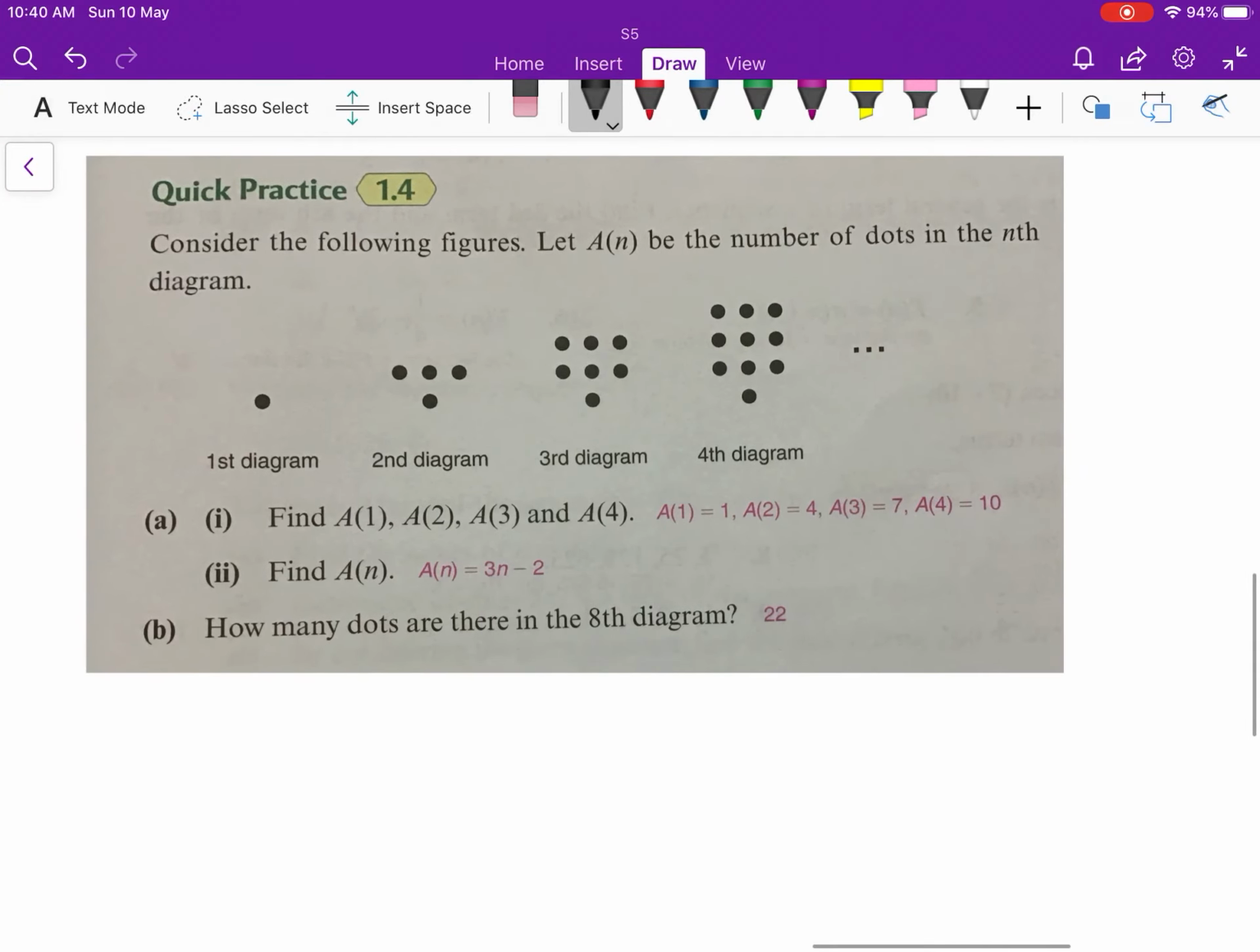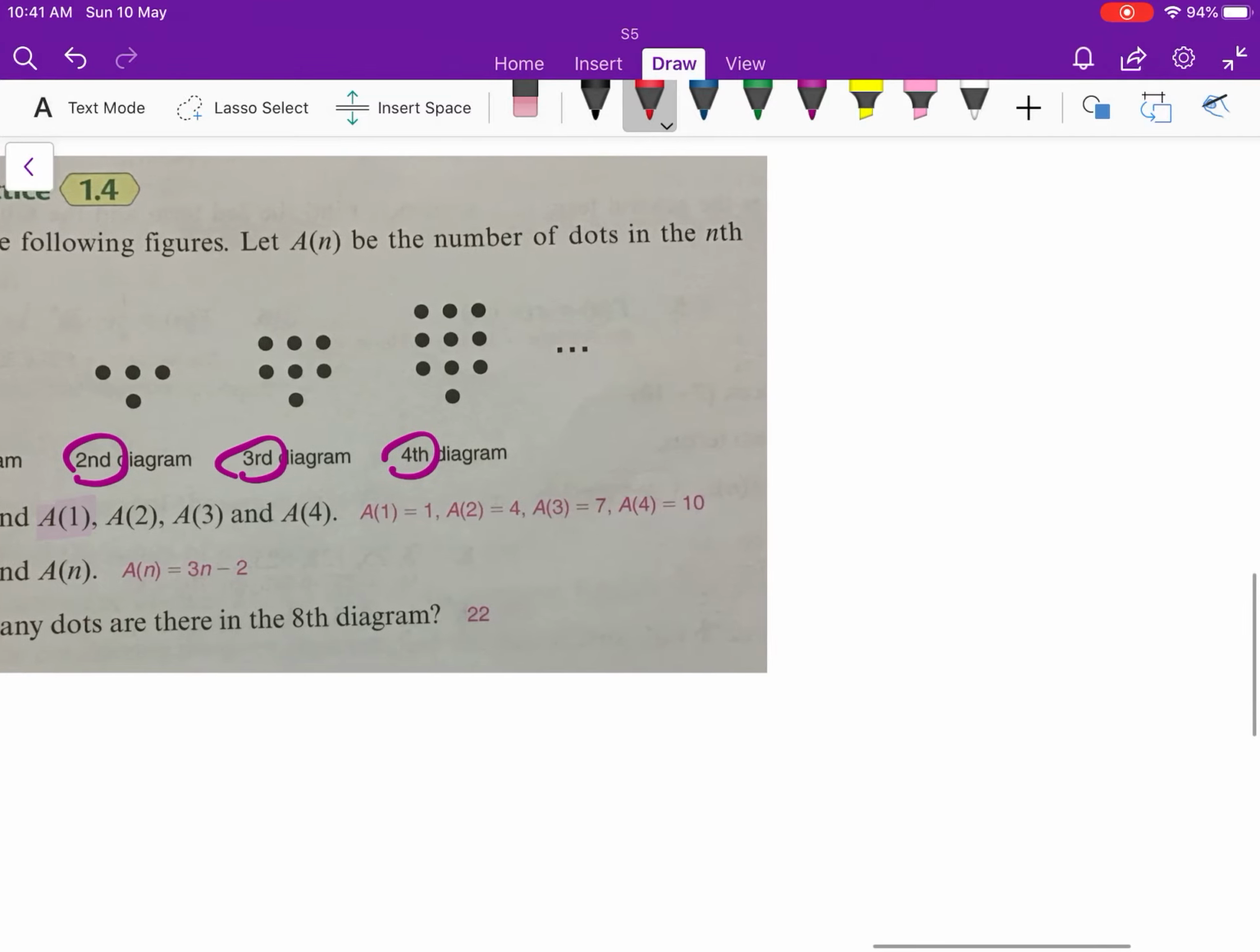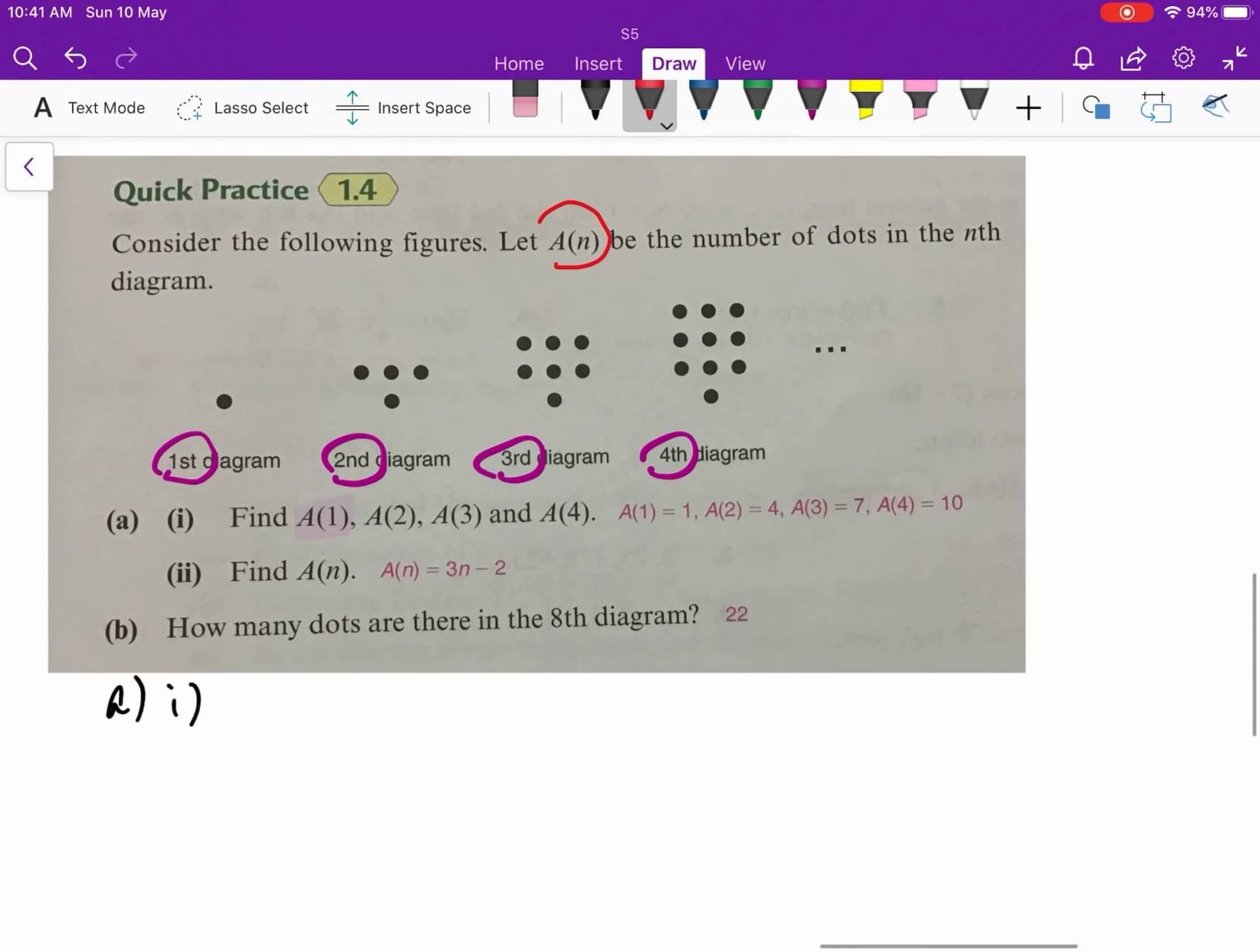Here you can see that they didn't give you any number, but they give you a graph. What can you do? Just count all those dots. We have the first one, second, third, fourth. So actually this is also a sequence, but they give you dots, not numbers, to present it. Now take a look at A1. Find A1. That's almost just like finding T1, but now we're using A.